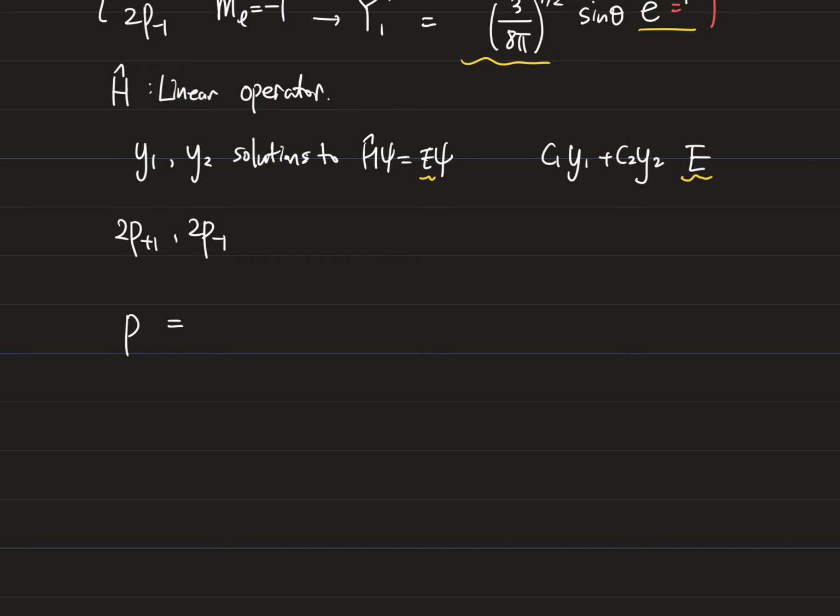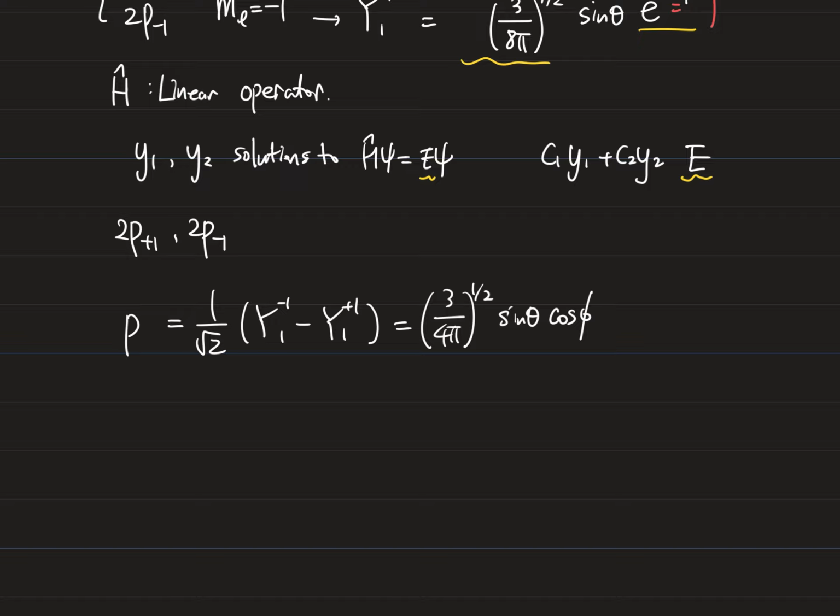2p orbital. So this is the minus combination, and it will give you 3/4 pi square root. And the other function is the plus combination.